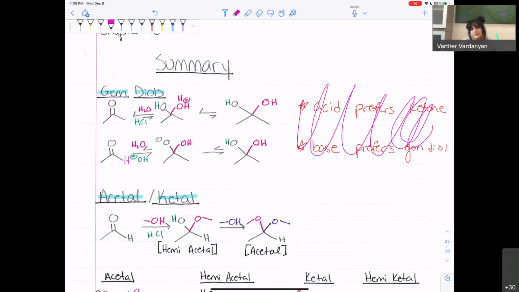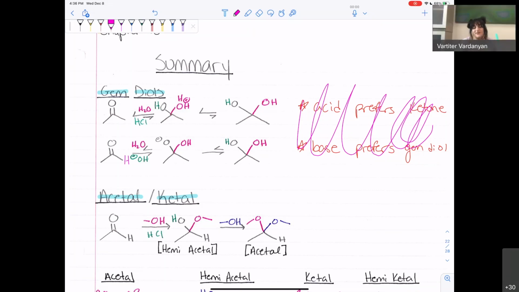Wait, so the base prefers gem diol, but what does that mean? Because I thought it was an aldehyde. Ignore it. Okay. So just ignore what you wrote there for acid and base. Yep. Okay. I'm just gonna cross it out when I send it to you again.